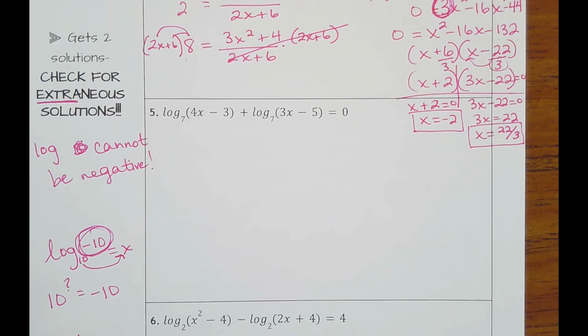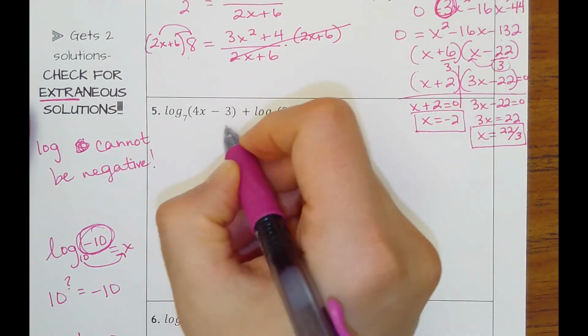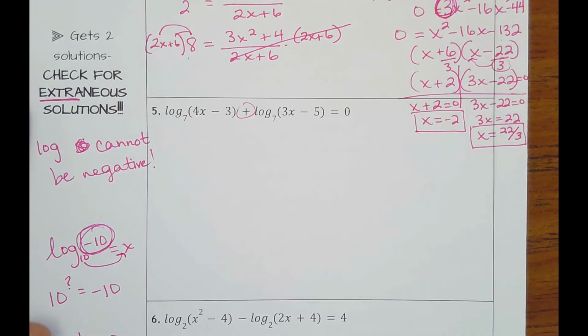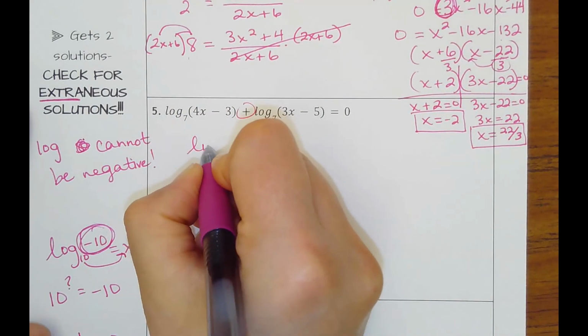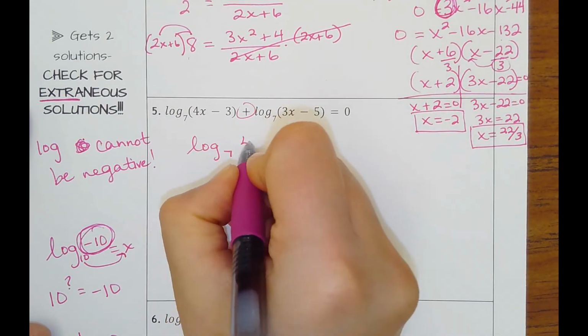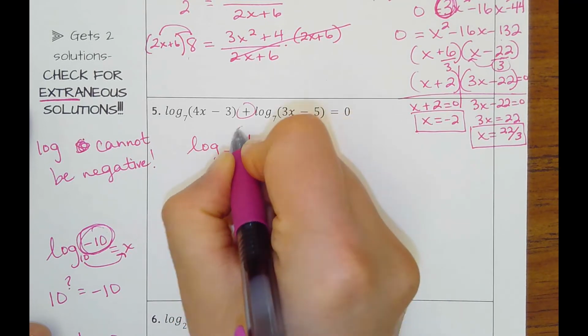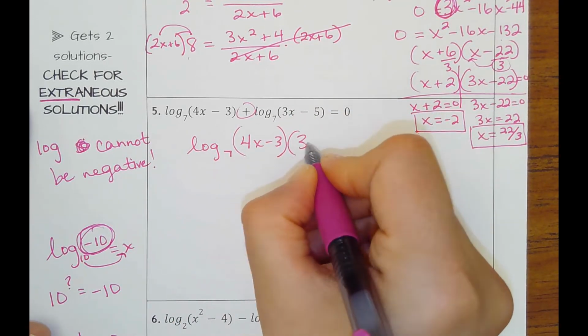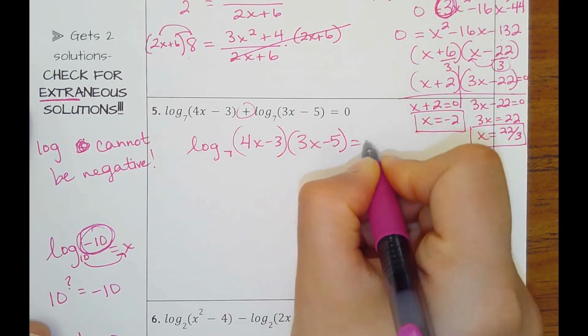All right, number 5, we're going to put two logs together that have a common base of 7. And they have addition between the logs. So this will become log base 7 of 4x minus 3 times 3x minus 5.